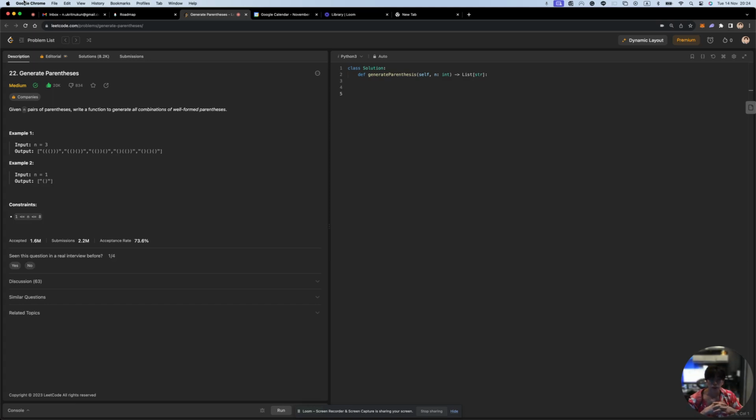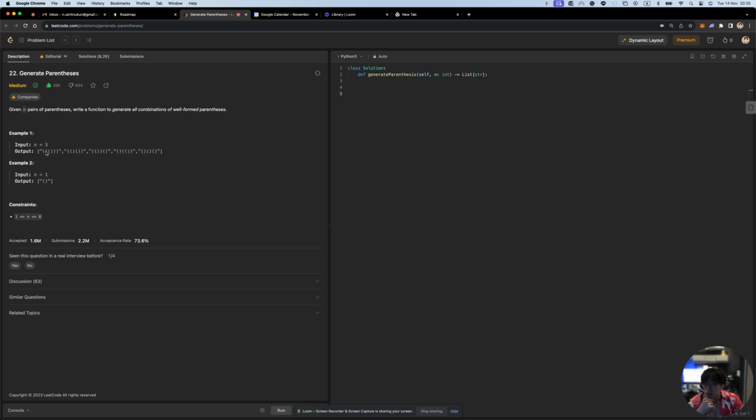All right, so today we're gonna do LeetCode question number 22, Generate Parentheses. So this is a medium question, and the question is asking that given n pairs of parentheses, write a function to generate all combinations of well-formed parentheses. Right. So as we can see here, the input is going to be n and the output is going to be parentheses with different forms, right?